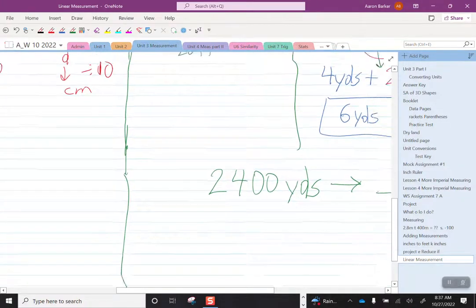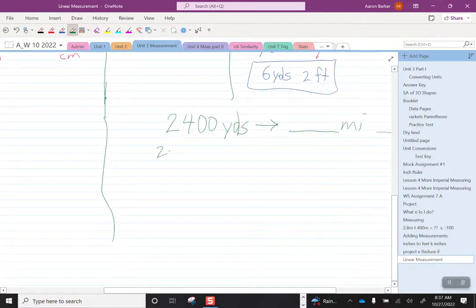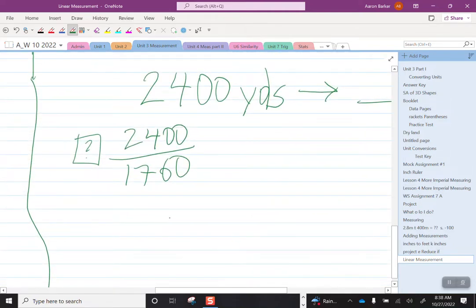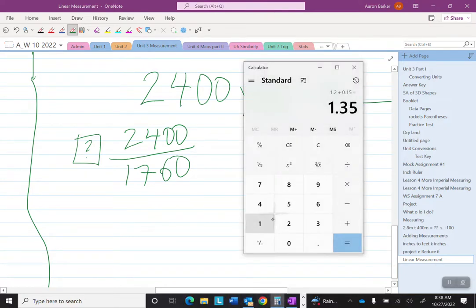Okay? And do our conversion. So 2400, and I'll show you how to get the calculator to help you, over 1760. So we've got to figure out how many whole number of miles we have. Okay? So we go to our calculator. 2400 divided by 1760. So how many whole numbers do we have? 1. So we can take out 1 mile.